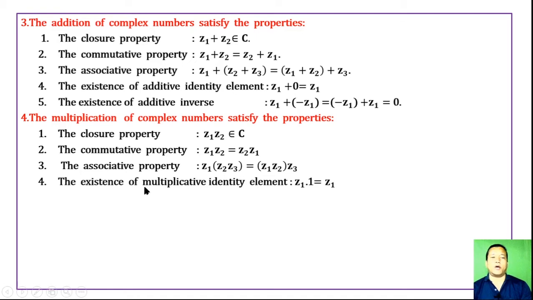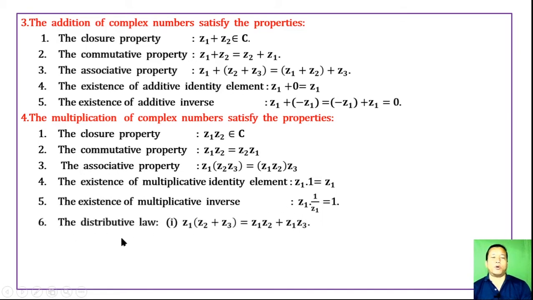The existence of multiplicative identity element: z1 into 1 is z1. The product of any complex number with 1 is the same complex number. Here 1 is called the multiplicative identity element. The existence of multiplicative inverse: z1 into 1 by z1 is 1. 1 by z1 is called the multiplicative inverse of z1.